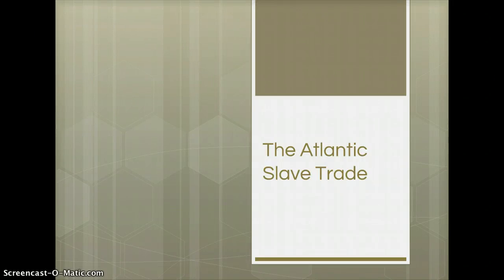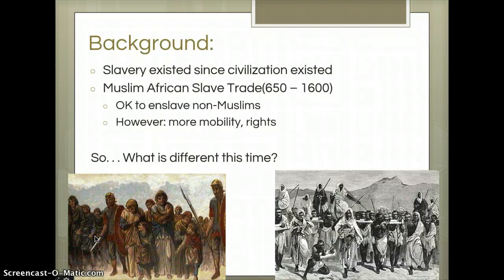Okay, so as you read in some of the documents that we read in class the other day, one consequence of the English and the Spanish establishing empires is the growth of the Atlantic slave trade. So let's look at some background.